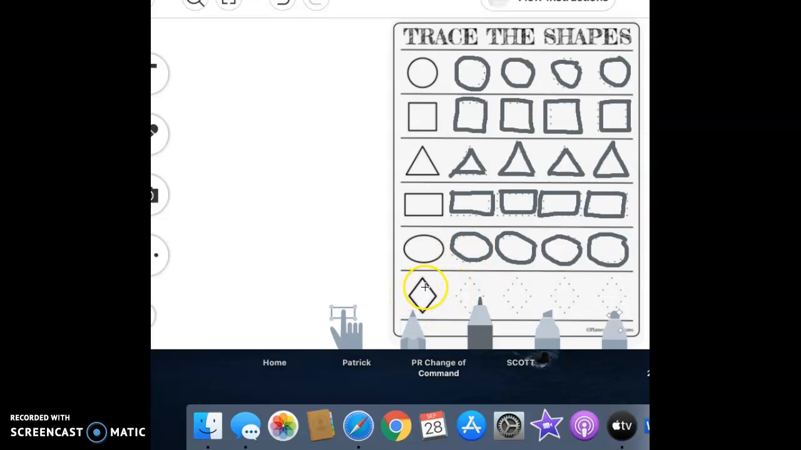Diamond or rhombus. Up, down, down, up. 4 sides. Rhombus or diamond. Terrific.